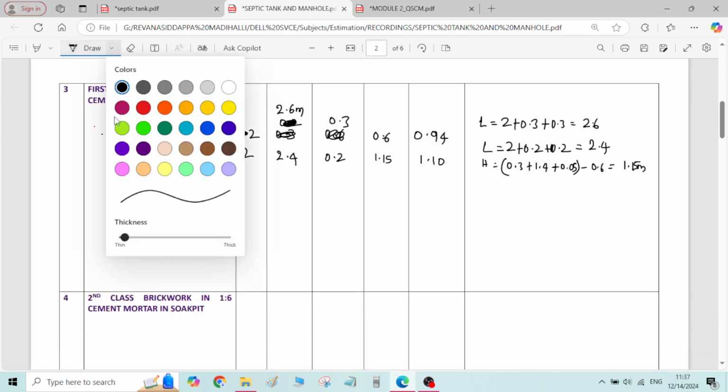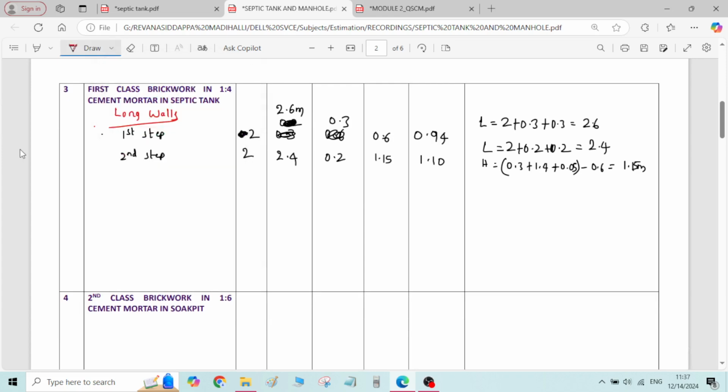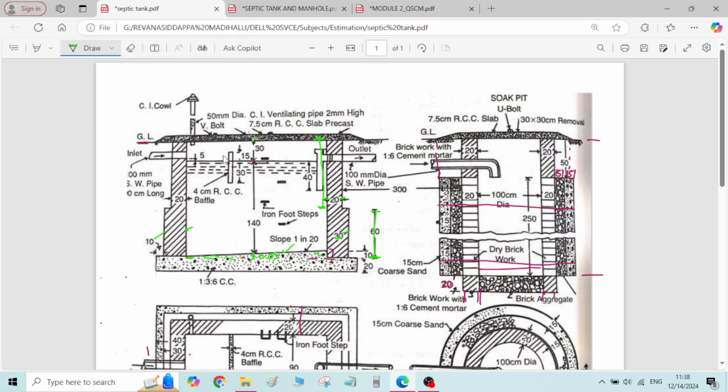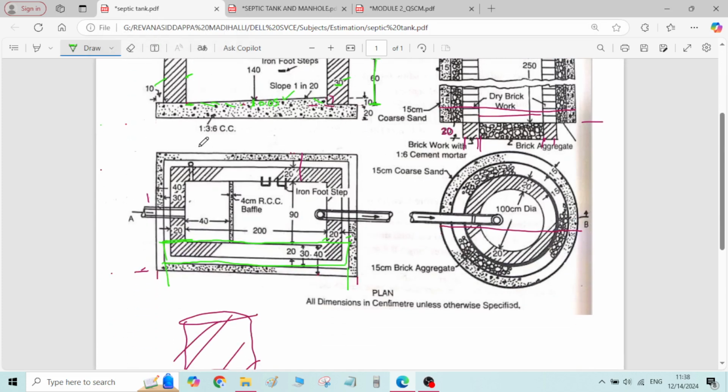Similarly, we have to do the calculation for the short walls. Initially, we have to do the calculation for the first step. See, numbers is two only. There are two number of short walls.